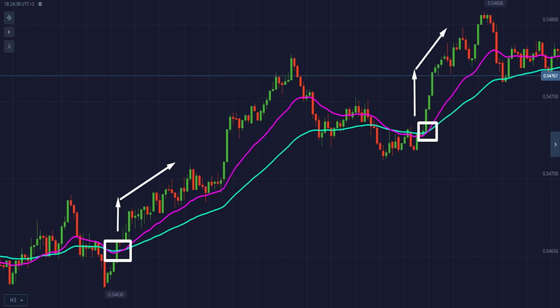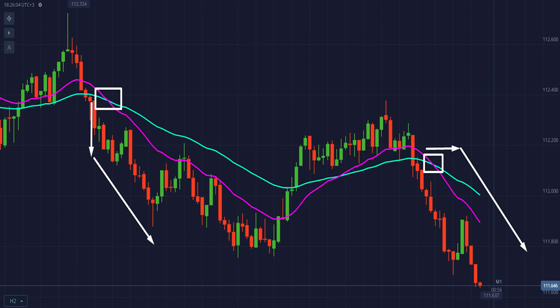The third, crossovers. When a short-term MA crosses above a long-term MA, that's a bullish signal. And when it crosses below, that's bearish. The fourth, the golden cross. One well-known example is when a short MA like 15 crosses above a longer MA like 50. This pattern is often interpreted as bullish, especially when supported by volume.